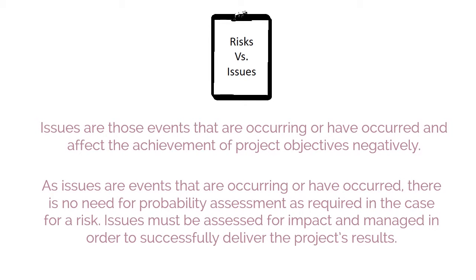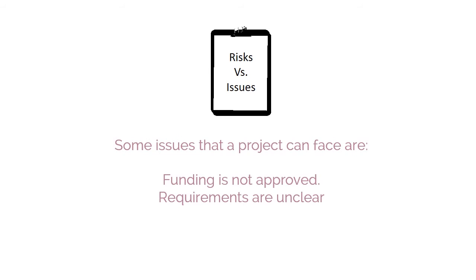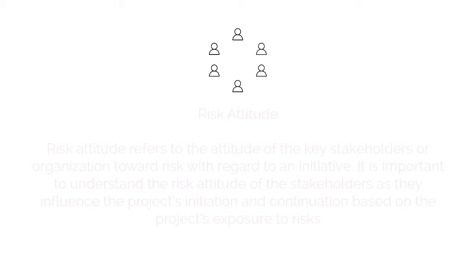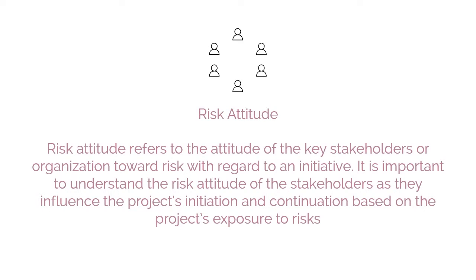Issues are those events that are occurring or have occurred and affect the achievement of project objectives negatively. As issues are events that are occurring or have occurred, there is no need for probability assessment as is required in the case of a risk. Issues must be assessed for impact and managed in order to successfully deliver the project's results. Some issues that a project can face are funding is not approved, requirements are unclear, etc. It must be noted that if risks are not effectively addressed, in time they may become issues. Hence, the goal of risk management is to be prepared, with plans in place, to deal with any risks that can occur.